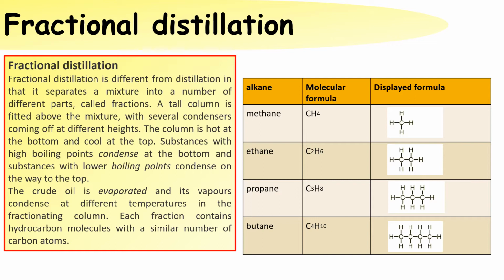In fractional distillation, a tall column is fitted above a mixture with several condensers coming off it at different heights. The column is hot at the bottom and cool at the top. Substances with higher boiling points condense at the bottom. Substances with lower boiling points condense further up. The crude oil is evaporated and it vaporizes and condenses at different temperatures as it moves up the fractionating column.